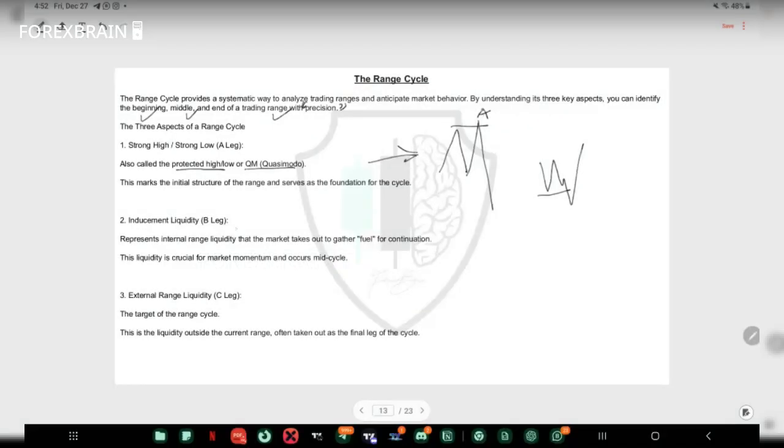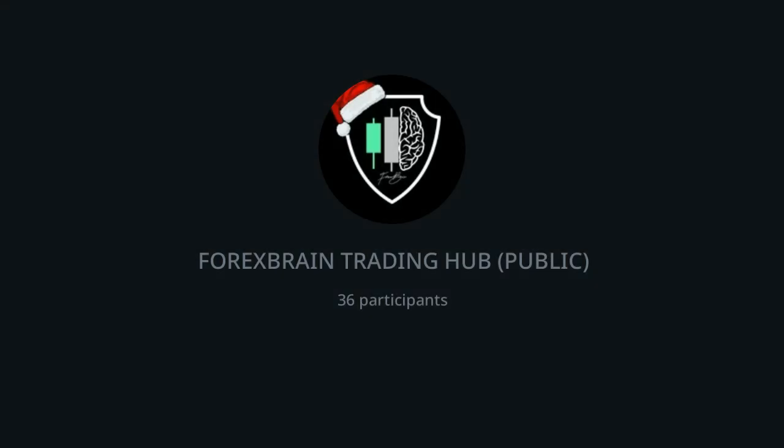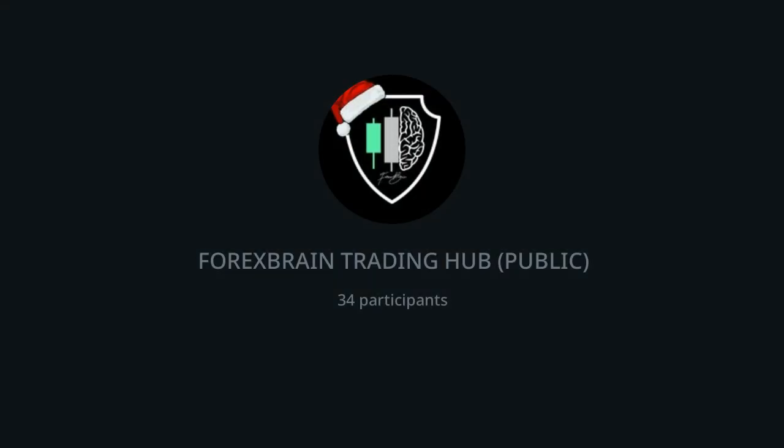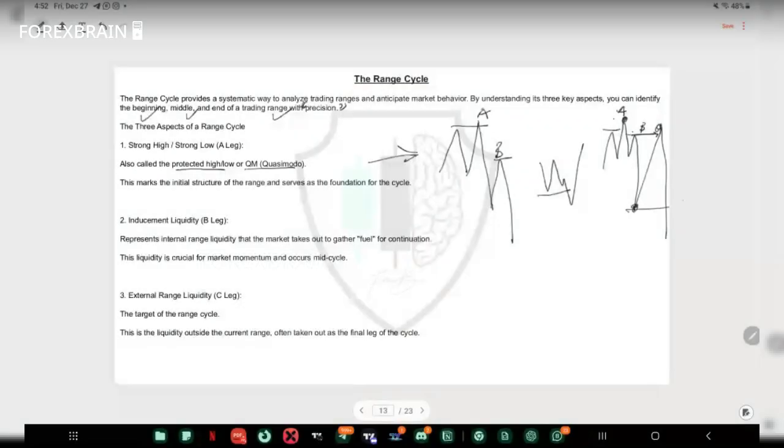Now the B leg will represent the internal range liquidity that price will take out to gather fuel for what? Continuation, which means it can be in form of this, like a structural break, meaning this is the B leg as an inducement. And it can as well be in form of this, meaning A, because it swept liquidity, B, because it is a structural point, and it is within this range high to this range low. That's what price needs to grab to continue. That is price taking internal liquidity to target external liquidity. And the C will be the transactional liquidity. So it's the target of the cycle.